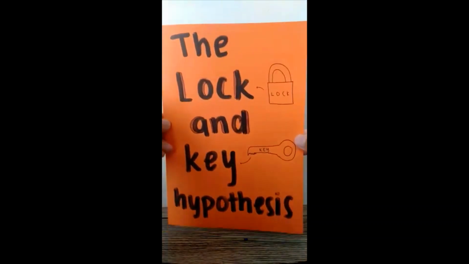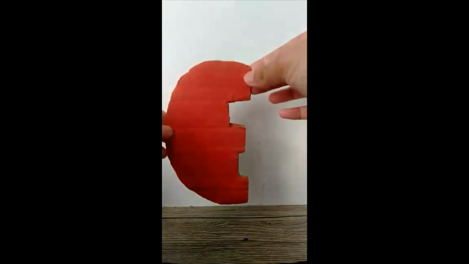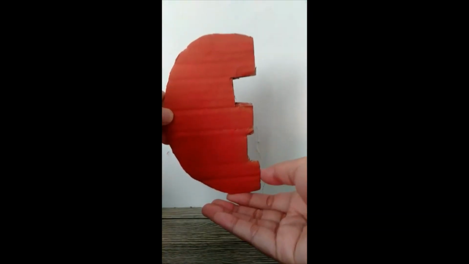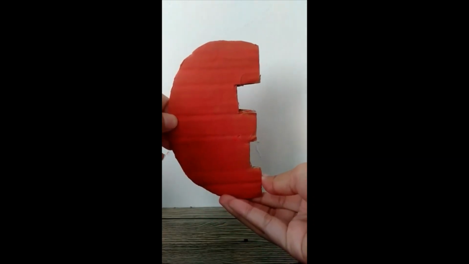Today, I would like to present about the lock and key hypothesis. The lock and key hypothesis. So, what is enzyme? Enzyme is a protein molecule made up of amino acid. What is the function of enzyme? Enzyme acts as a biological catalyst.